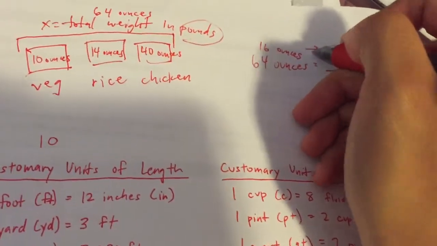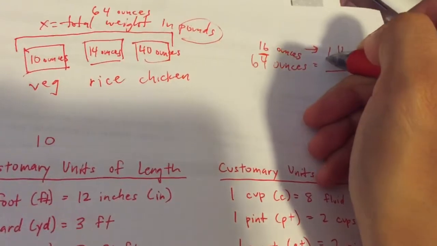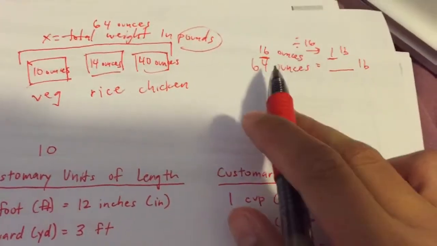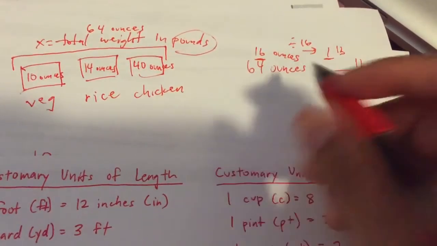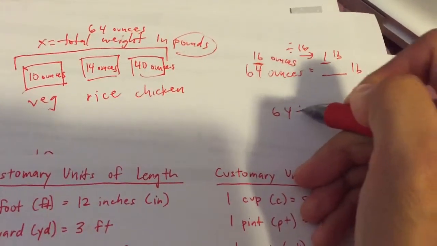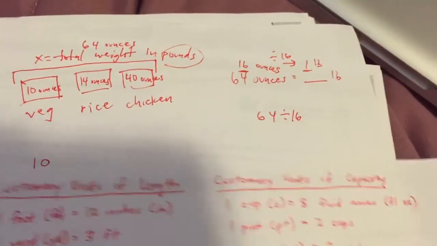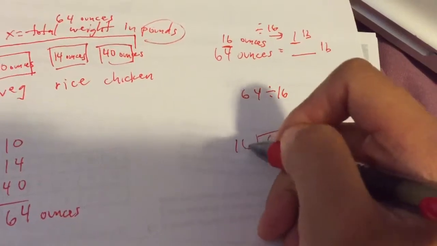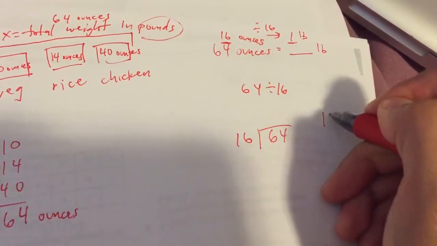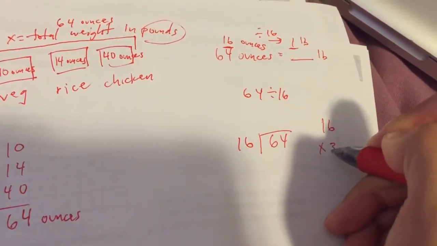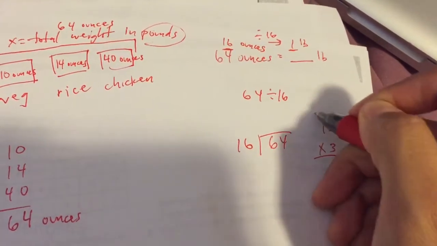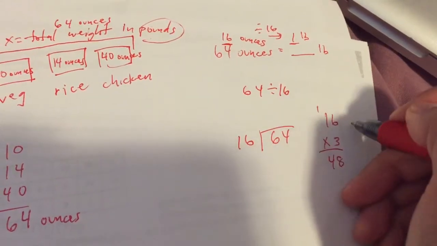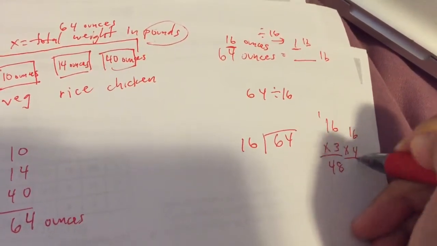That being said, how do we get from 16 to 1? We're getting smaller, so we divide by 16. And that's how we're going to find 64 ounces. 64 ounces divided by 16 will tell you how many pounds it is. And for this one, I'm going to put inside the house. If you don't memorize your 16s, then you could do it on the side. You could do 16 times 3. 6 times 3 is 18. 3, 4. That doesn't get too close to 64, so you could try another number.